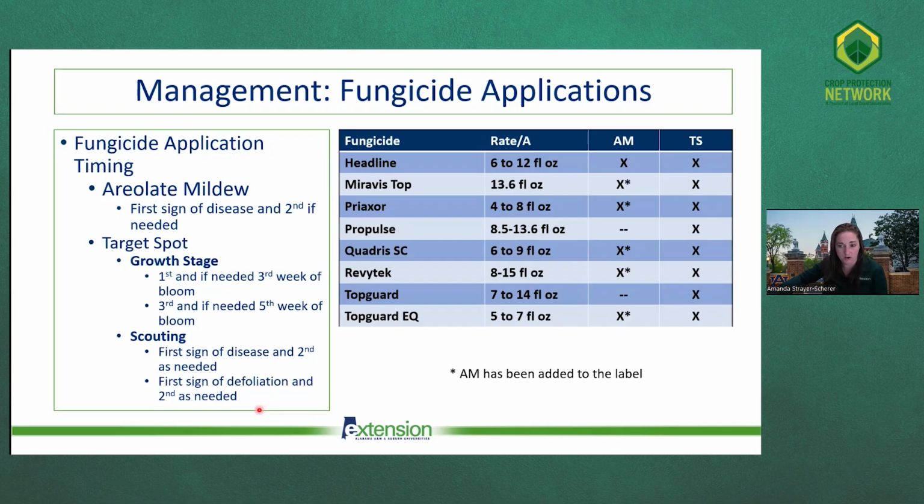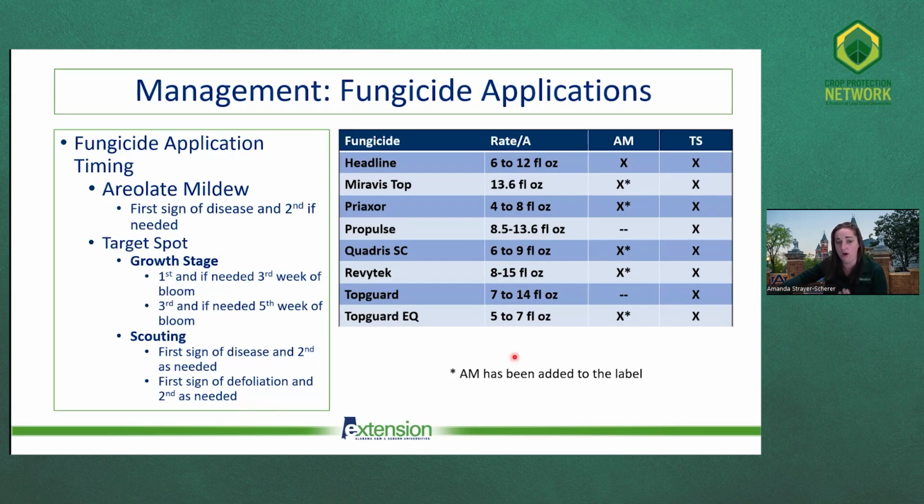Now, that could be the case for areolate mildew. We don't have enough data yet to say that, but I would think it would be good to use that kind of as a cautionary tale, right? And do it more at the first sign of disease rather than the first sign of defoliation. Now, definitely if you reach 10% defoliation and you've got rain in the forecast, I would apply a fungicide.